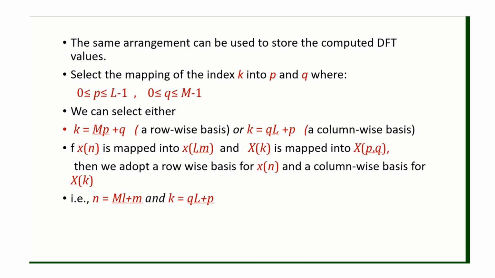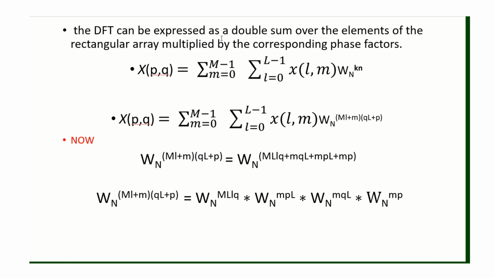So coming to the equation, the DFT can be expressed as a double sum over elements. That is, now X of k is represented as X of p comma q and n is represented as l comma m. So we have the summation symbols here, omega N power kn, and k value is nothing but Ml plus p and n value is nothing but ql plus m.